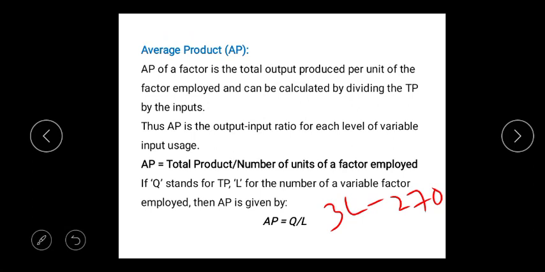Then average product would be equal to Q divided by L. Q here is 270 and the number of units of labor employed to produce this 270 units of output is 3. So average product would be equal to 270 divided by 3, which would be equal to 90, which means on an average 90 units of output are being produced per unit of labor. So in this way you can calculate the average product of a variable factor.